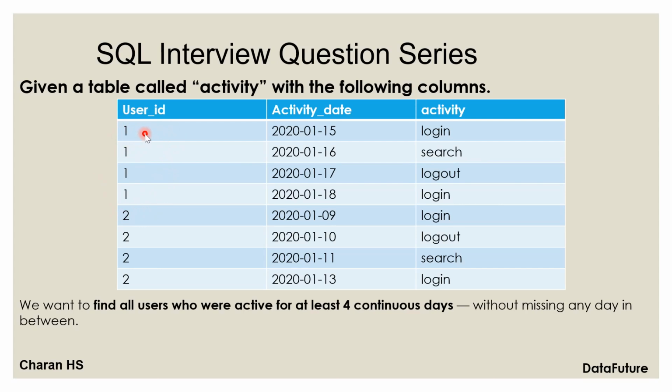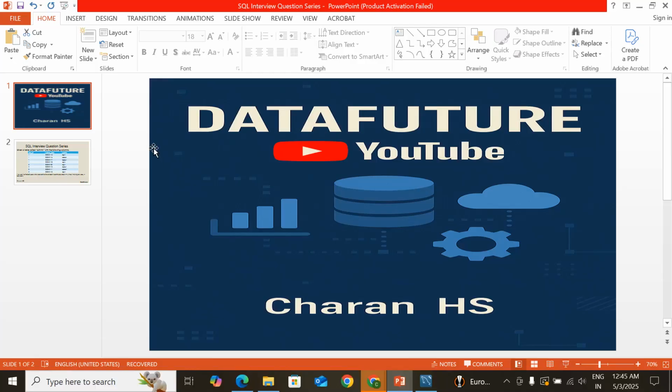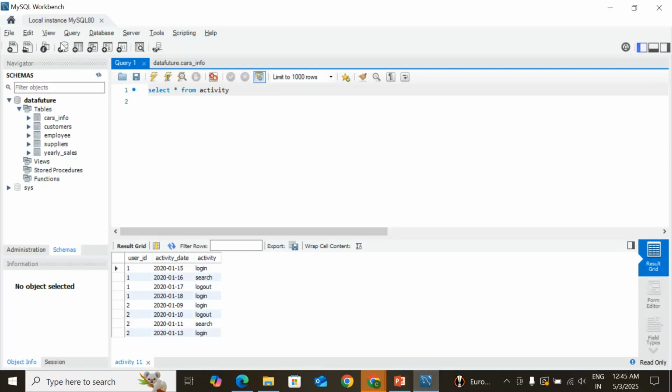This is one of the most frequently asked questions in product-based companies. Let's see how to write a SQL query for this. Here I have already created a table called activity and it contains user ID, activity date and activity. Let's start writing the SQL query.